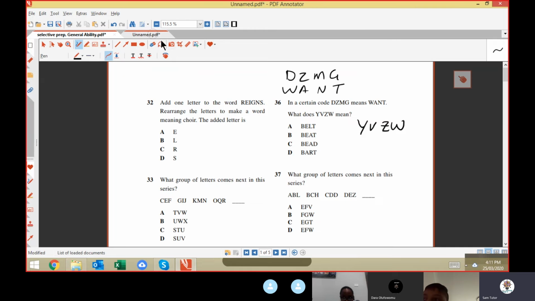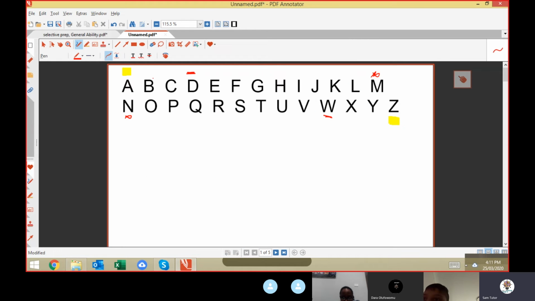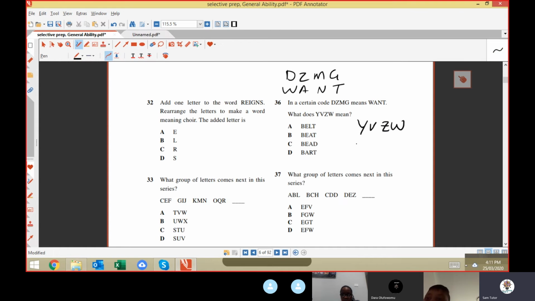M and N. M is 1, 2, 3, 4, 5, 6, 7, 8, 9, 10, 11, 12, 13 from the front. N is 1 to 13 from the back. So I think we understand the pattern now, right? Yep. So now this one here, Y is B, Z is A.